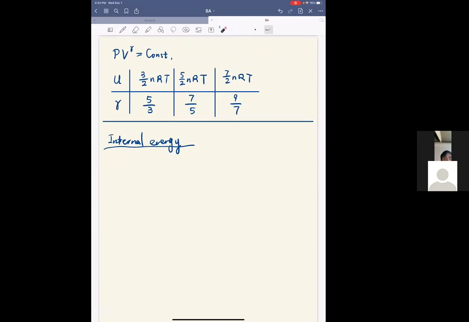So I think I need to explain where those factors come from. So the fact is that the internal energy can be written as d over 2 nRT, where d is the degree of freedom of the molecule making up the gas.